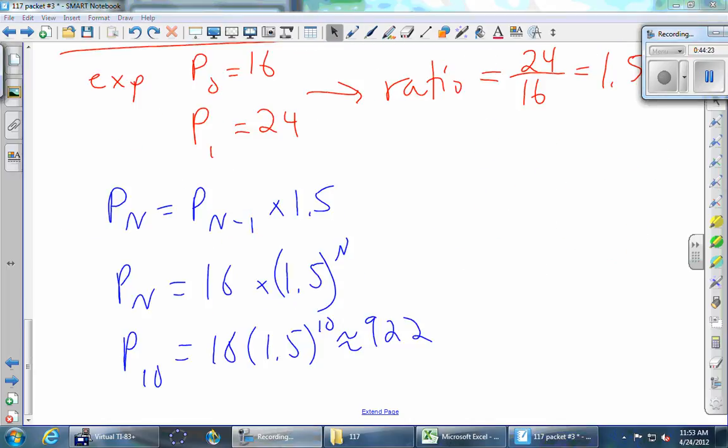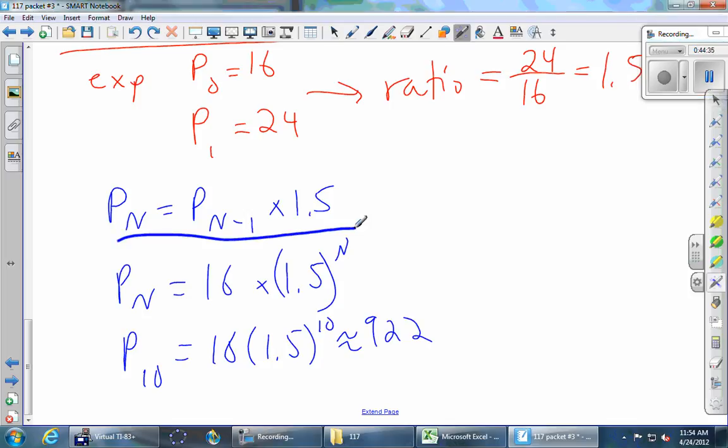So again, starting with 16 and 24, what's the common ratio now? 1.5. Every time we multiply by 1.5. So we have a recursive version of things: Pn equals Pn minus 1 times the ratio, times 1.5. That's it. We have an explicit version of things: Pn equals the starting amount of 16 times the ratio of 1.5 to the n. That's the explicit formula. And then finally, if you wanted to plug in n equals 10, go to your explicit formula and do it. So we get 16 times 1.5 to the 10, and you can type that in and get something around 922.